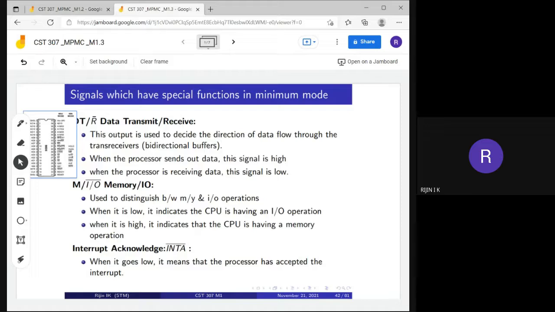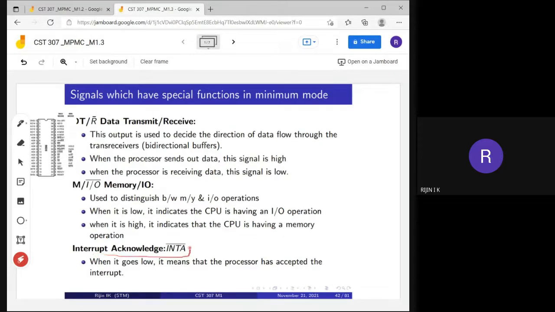That means when it is low means എന്താണ് അതിന്റെ മീനിങ്? നമ്മുടെ memory bar IO pin low ആണെങ്കിൽ it indicates the CPU is having the IO operation. CPU IO operation ആണ് perform ചെയ്യുന്നത്. When it is high means CPU is performing a memory operation. Okay, CPU is performing a memory operation. So that is memory bar IO. Okay, actually this pin is used to distinguish between memory and IO operation, and if it is low means it is performing an IO operation, and if it is high means it is performing a memory operation.